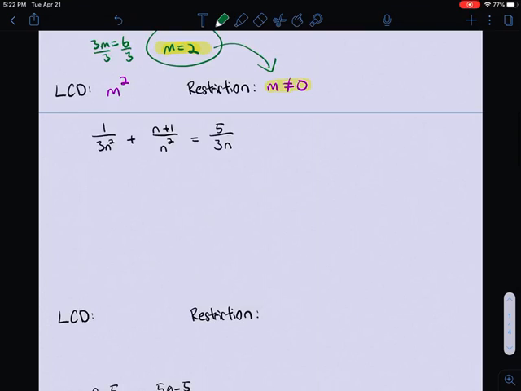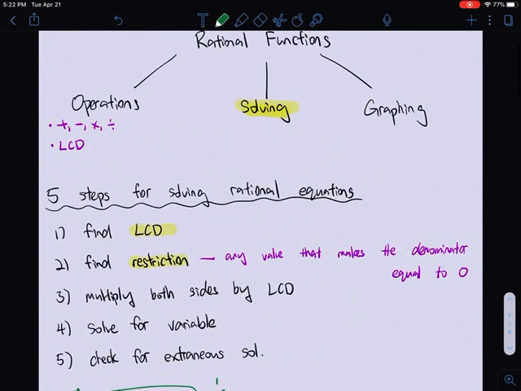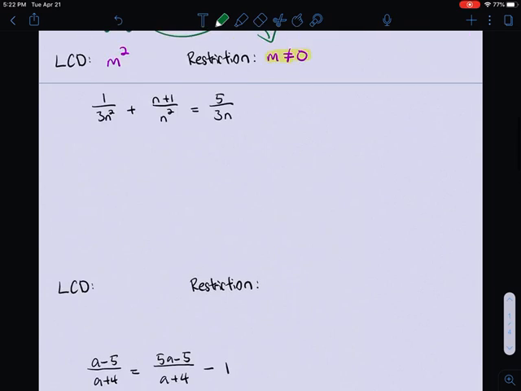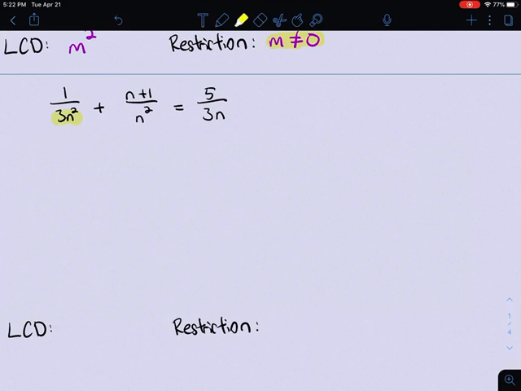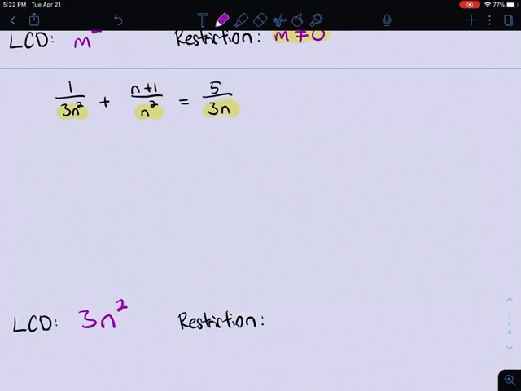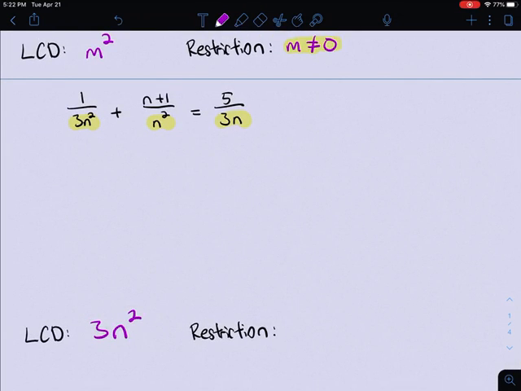All right, let's do a few more. So again, steps 1 and 2, LCD and restriction. So let's first look at the LCD. I have 3n squared, 3n. The LCD, I think, is going to be 3n squared. And then what's my restriction?